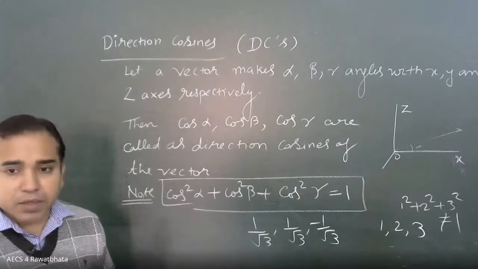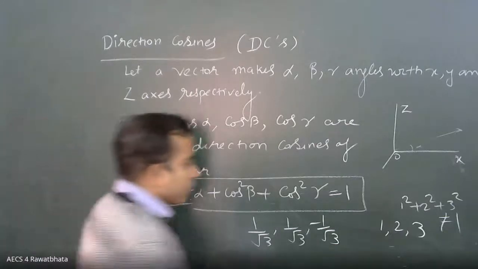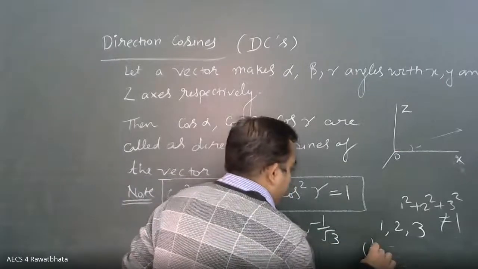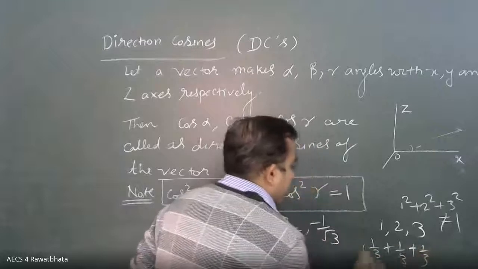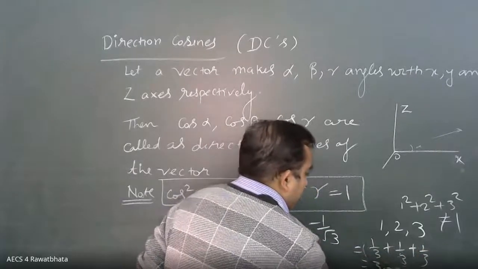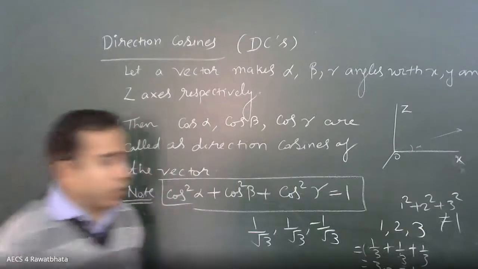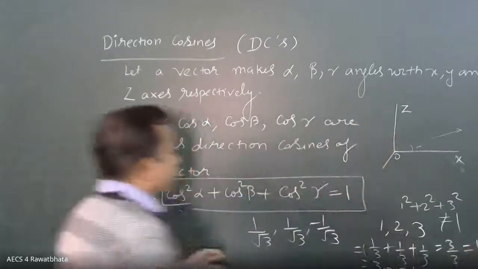They can be. Because if you find their sum of squares, it will give you 1 by 3 plus 1 by 3 plus 1 by 3. Sum of the squares you find. This will be 3 by 3, which is 1. So 3 by 3 is 1, which means that these may be the direction cosines of some vector.